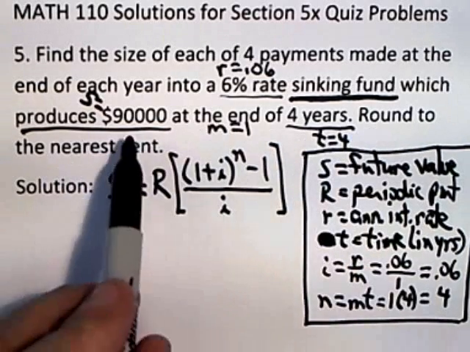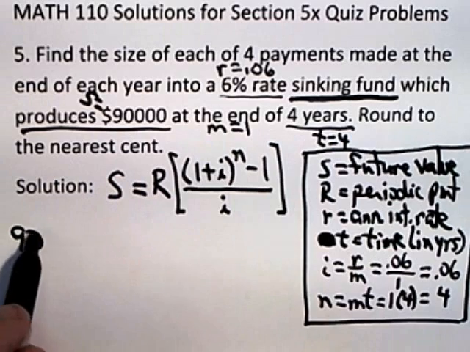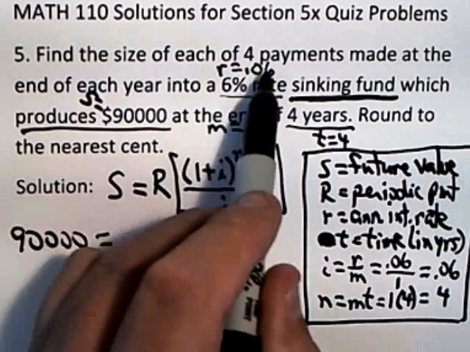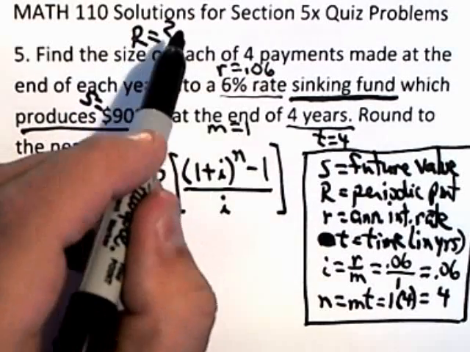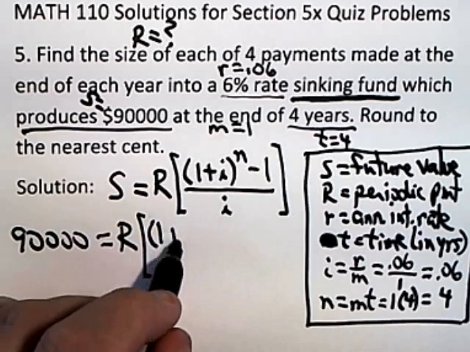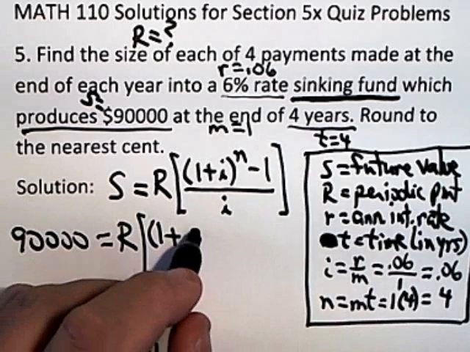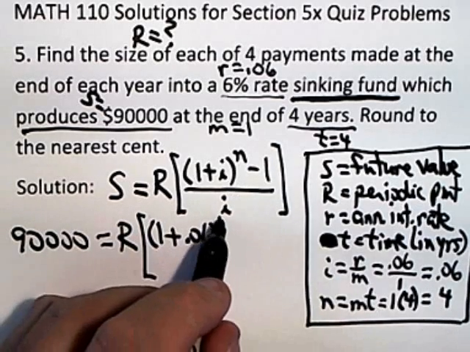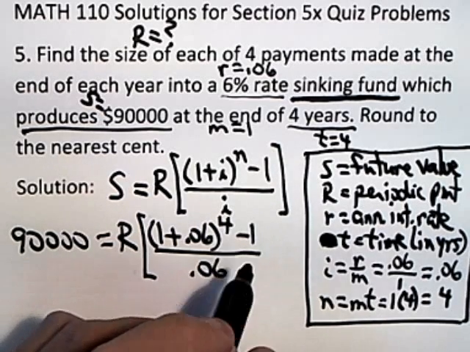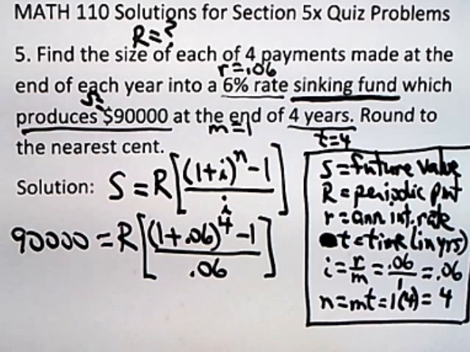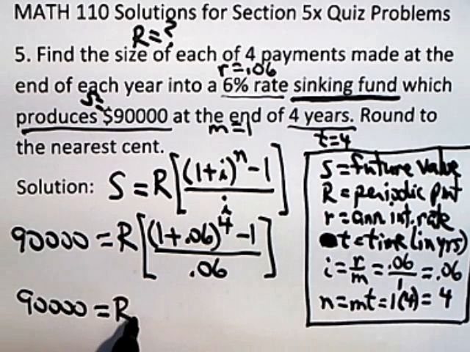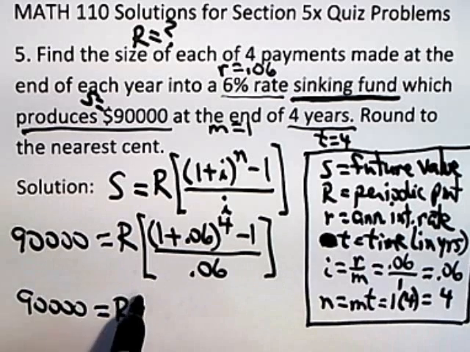S was given this amount you're producing, so that's the future value. S was given to us to be $90,000. We're looking for the size of the payment, so we're looking for capital R. 1 plus, I calculated little i to be 0.06, little n to be 4. And now it turns into a fairly simple arithmetic problem. So I have 90,000 equals R times this quantity.